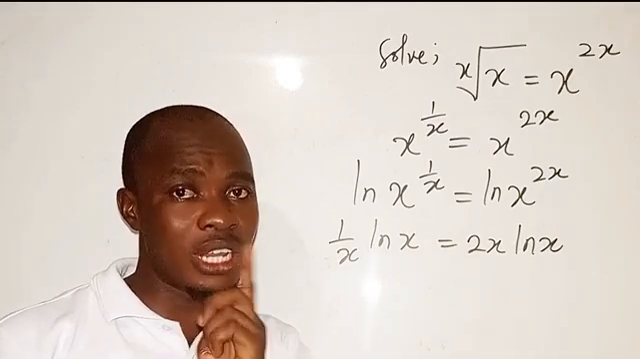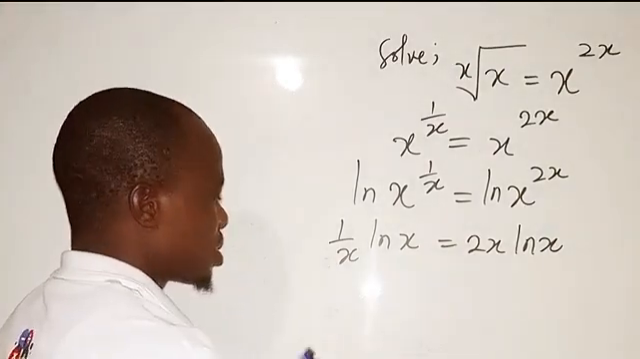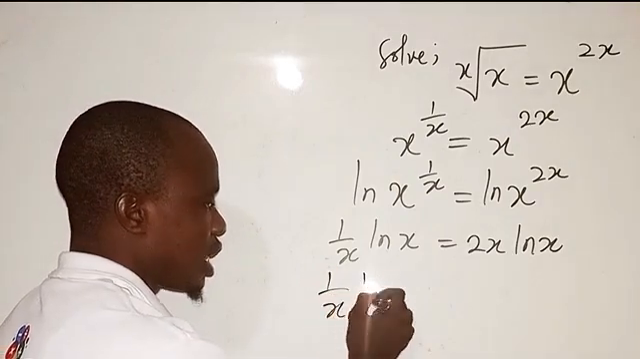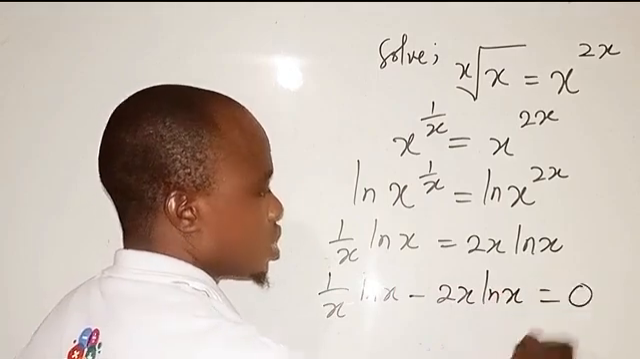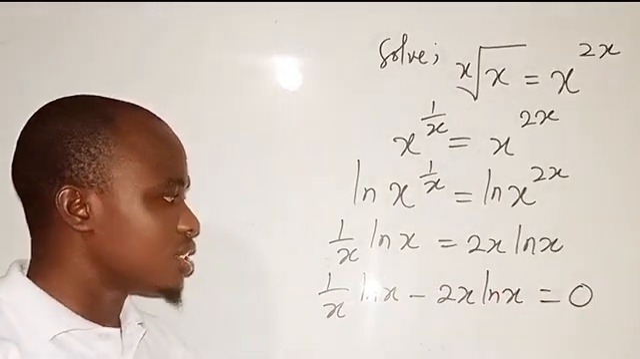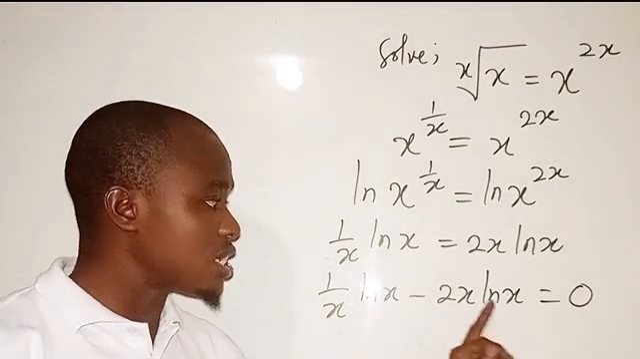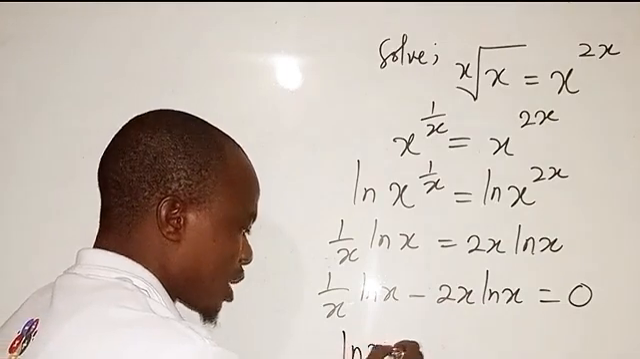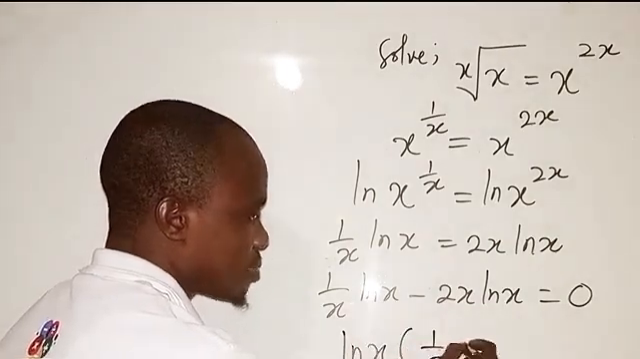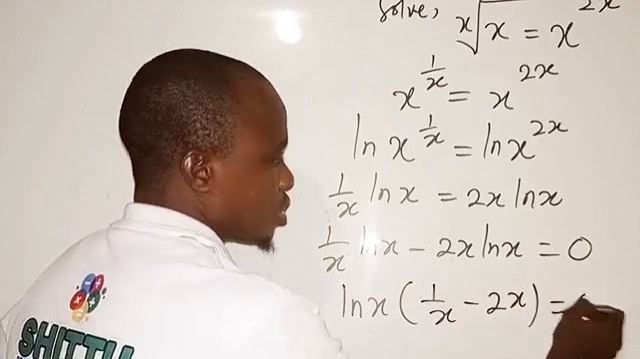Now from here, we have ln of x here and ln of x here. Don't try to cancel them out. So take this one to this side. We're going to have 1 over x ln of x minus 2x ln of x equals 0. So now from here, we have this equation, so we can factorize ln of x. So ln of x times (1 over x minus 2x) all equals 0.